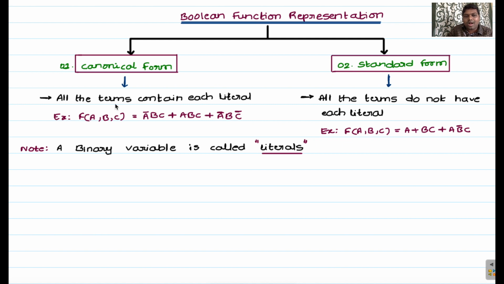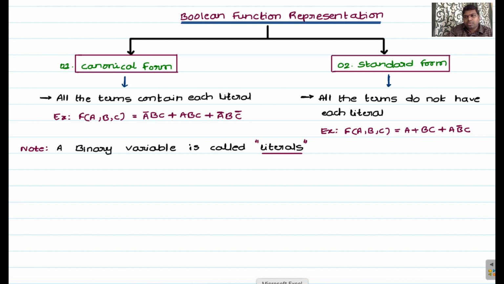That means all the product terms contain each literal, then it is called canonical form, right? If you observe, every product term involves all three variables, that's why it is called canonical form. This is in sum of product nature, so it is called canonical sum of product. Not only sum of product, you can take product of sum also. Even in product of sum, each and every sum term should consist of three variables. Then only it is called a canonical product of sum.